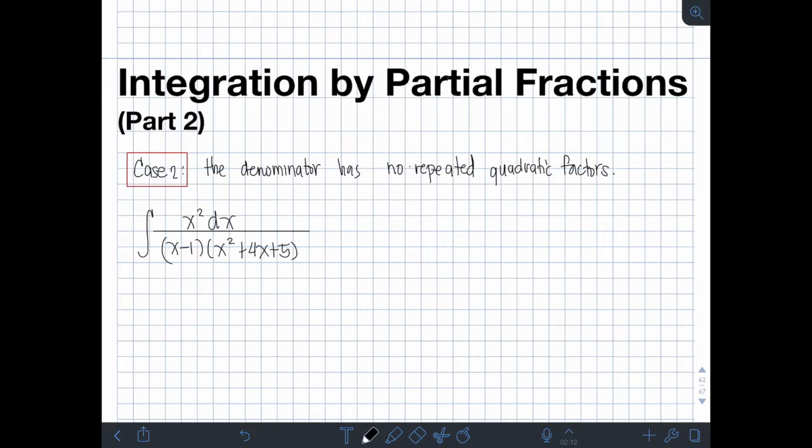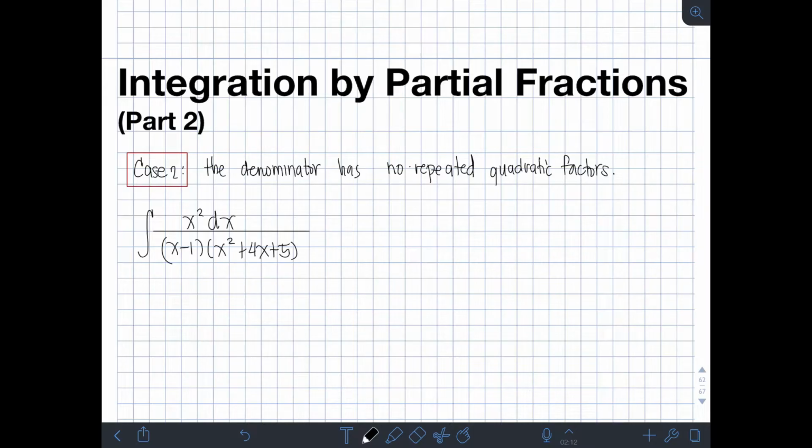Okay, so this time ay ituturo ko naman sa inyo yung integration by partial fractions part 2. So, yung part 1 natin is kinonsider lang natin yung case 1 at case 2 kung saan meron tayong linear factors na parehong non-repeated at repeated. So, this time, i-consider naman natin yung case 3 to 4 wherein meron tayong quadratic factors na repeated at non-repeated.